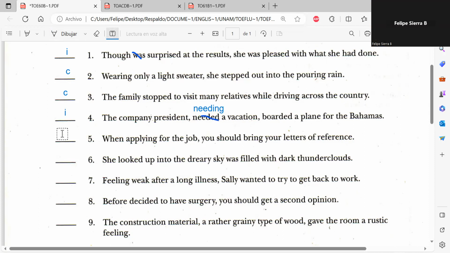Yeah, the next one is: When applying for the job, you should bring your letters of reference. I think it's correct because it is about the doer, in this case you. When you're applying for the job, you should bring your letters of reference. Okay, Melina.